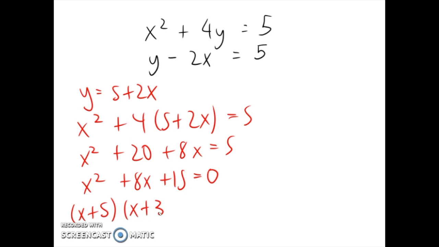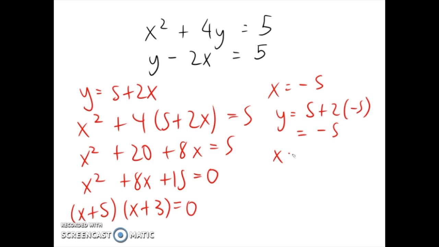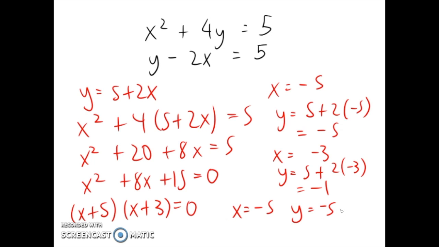Therefore, there are two values of x here. x equals minus 5. And to find the y value for the corresponding x value, all you have to do is plug the x value into the original equation to get y equals minus 5 as well. And the second value of x is minus 3. And here you plug it back into the original equation to find the corresponding y as well, to get minus 1. So the answer to this is x equals minus 5 and y equals minus 5, or x equals minus 3 and y equals minus 1.